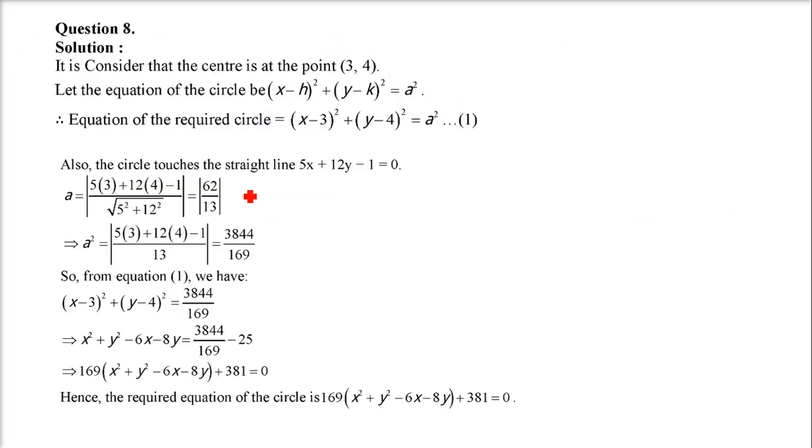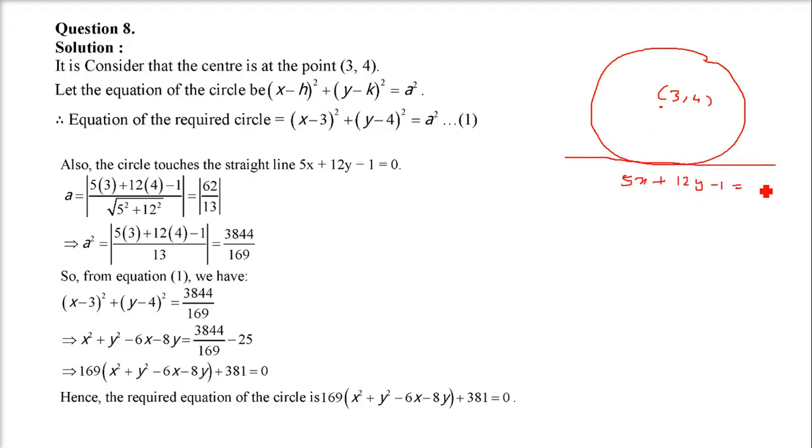This is question number 8. Find the equation of the circle which has its center at the point 3, 4 and touches the straight line 5x plus 12y minus 1 equals 0. Here we have a circle, 3, 4 is the center, and here is a line this circle touches. This line is 5x plus 12y minus 1 equals 0.